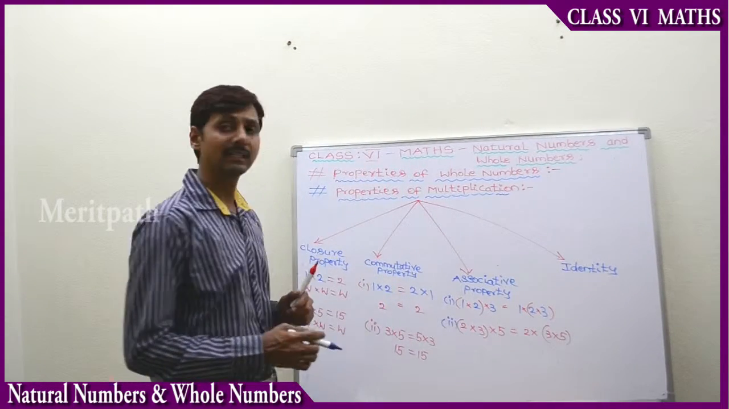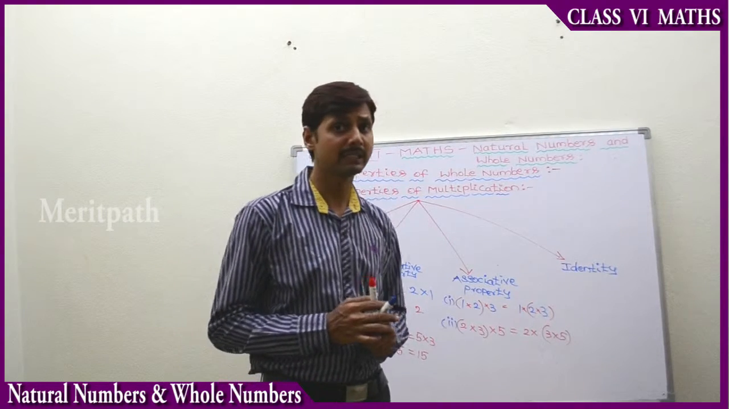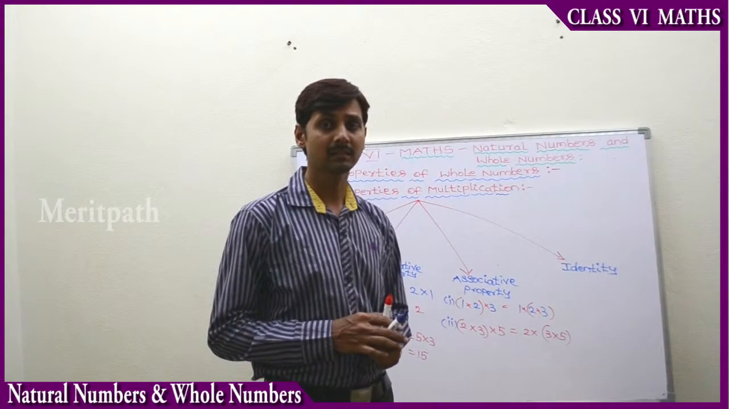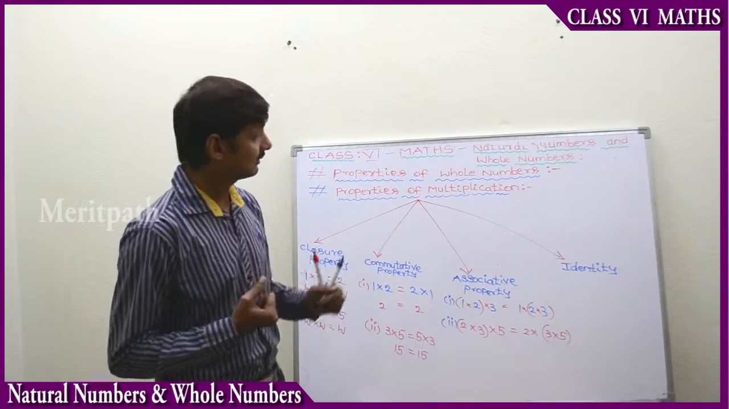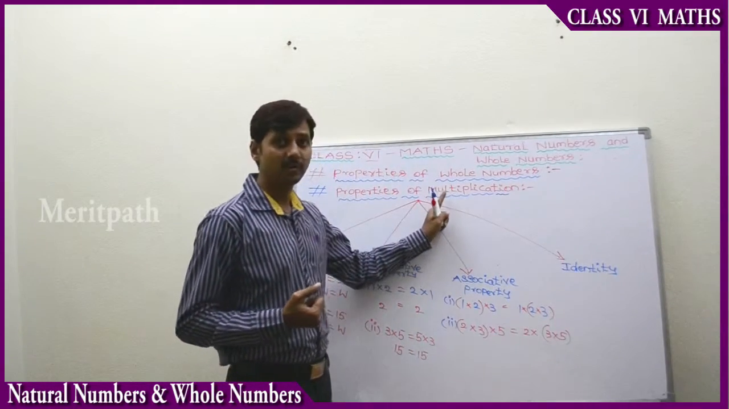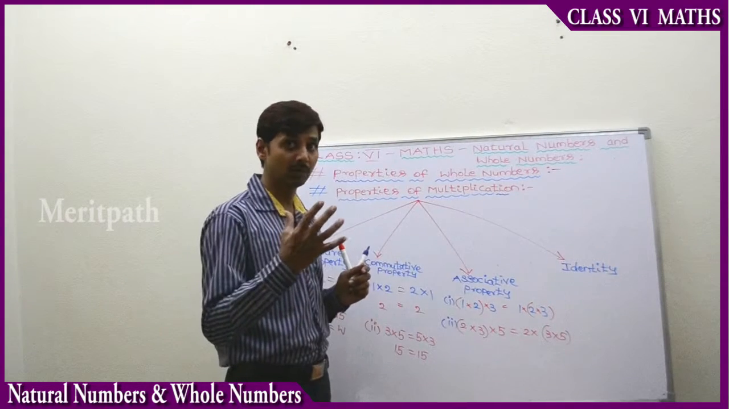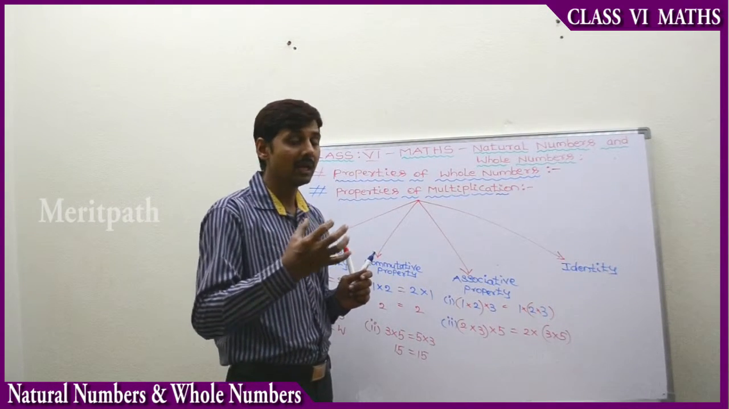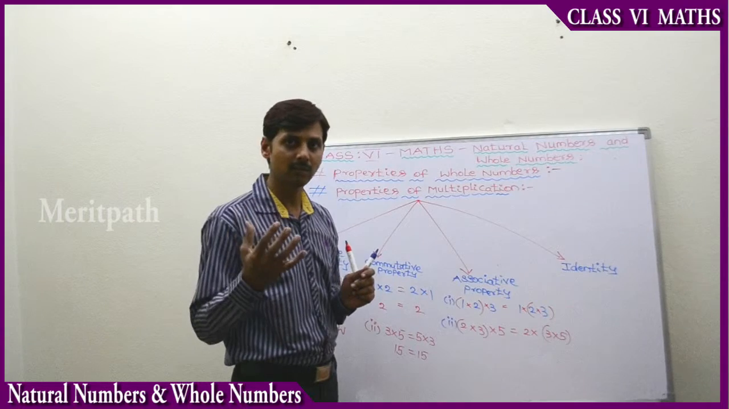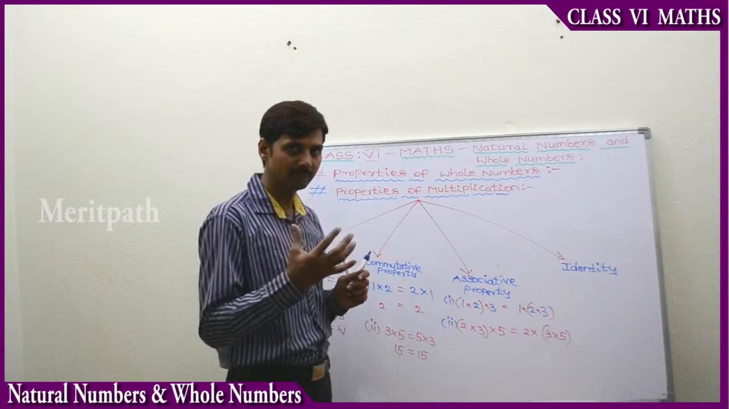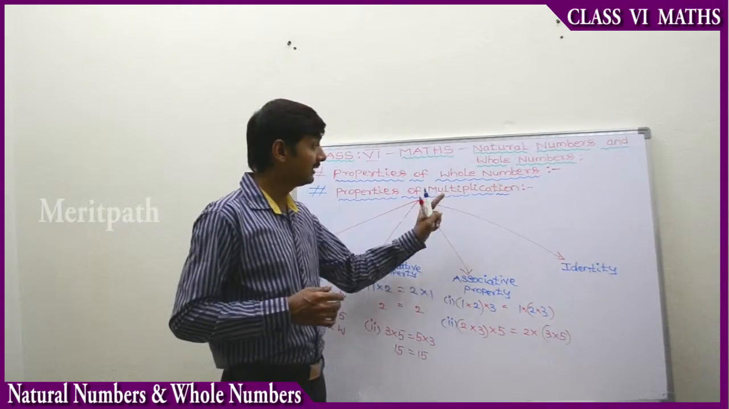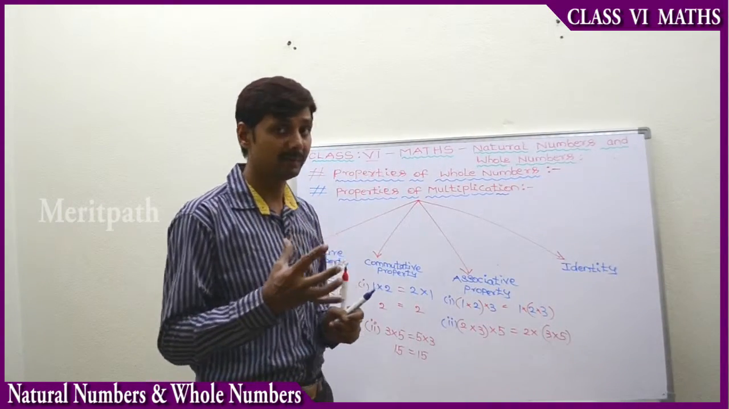Let us see identity. We have learned additive identity in the previous class, that is, for whole numbers under addition, if we take any whole number and add 0 to it, we get the same value. That is called the identity of 0 under addition. Then here let us see multiplication. The same rule will be applicable.